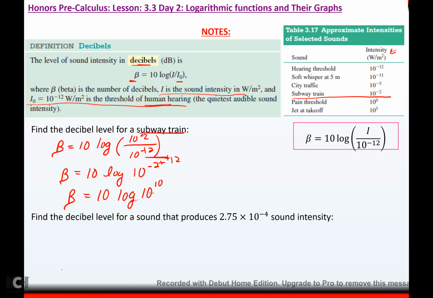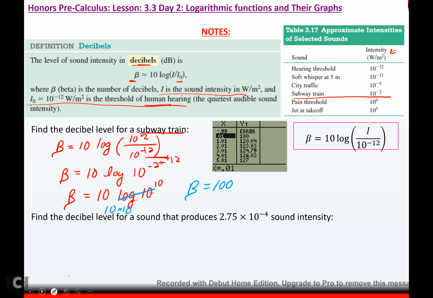And you see how now these match? We can use our properties of logarithms, and this is going to make 10. So now I have 10 times 10, which gives me a decibel level of 100. And I think I did it on the graph. I typed in this function and went to table and looked, but I don't know why I looked up 0.01. Anyway, you can do it algebraically.